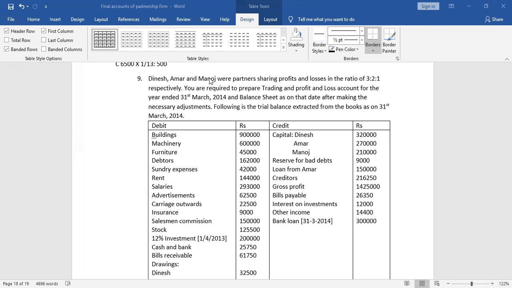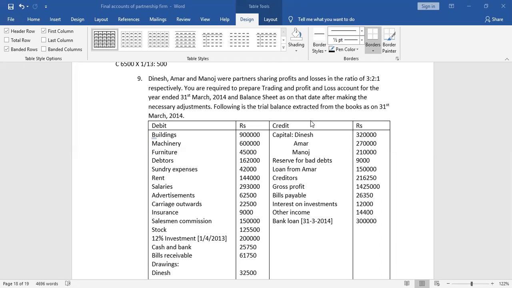This is the sum we will do today. Dinesh, Amar, and Manoj were partners sharing profits and losses in the ratio of 3:2:1, respectively. You are required to prepare trading profit and loss account for the year ended 31st March 2014 and balance sheet on the same date after making adjustments.